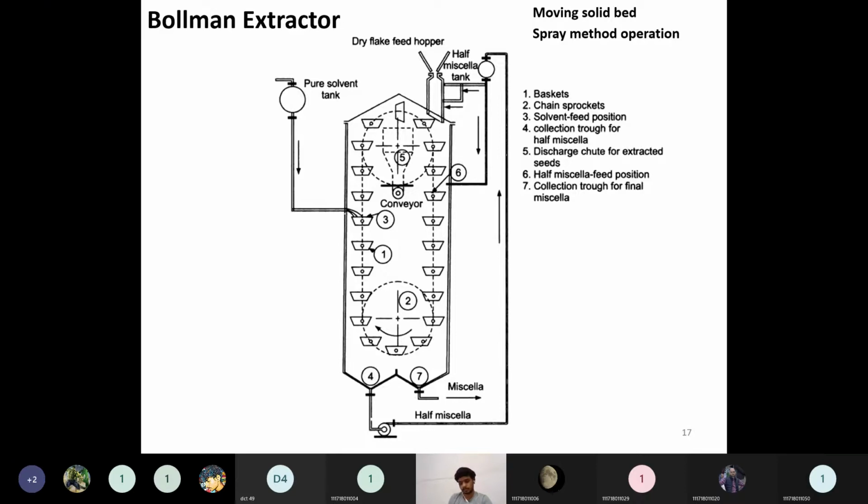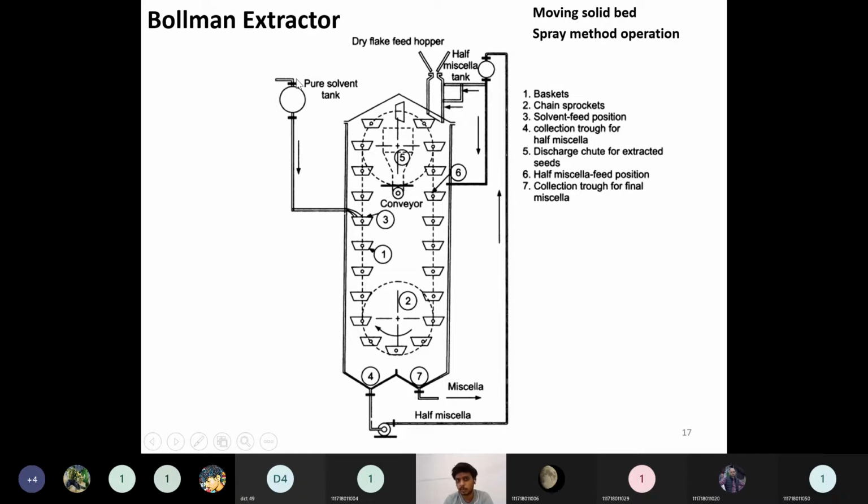So the Boltzmann extractor, as you can see, has a conveyor and some baskets or buckets. These buckets will be revolving anti-clockwise. As soon as the solids are fed from this hopper, called the feed hopper, the dry solid flakes, or oil seeds, fall onto these buckets, and the baskets carry these solids. Then these baskets reach the left side.